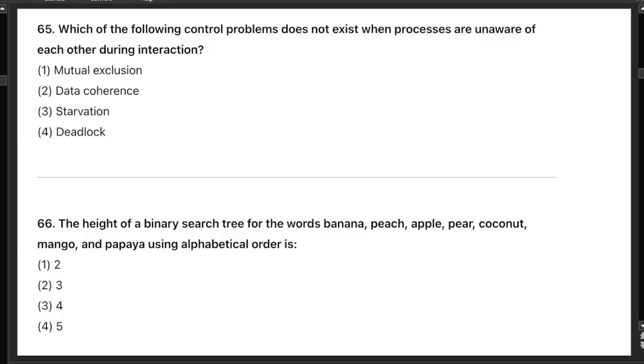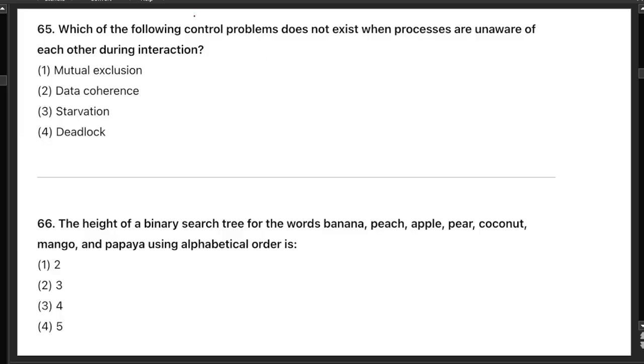And if we talk about deadlock, it is a situation where two or more processes are unable to proceed because each is waiting for the other to release a resource. Let's say I have one resource and my friend has one resource, and each of us is waiting for the other, but we are not ready to release any of the resources. So this situation is called deadlock.